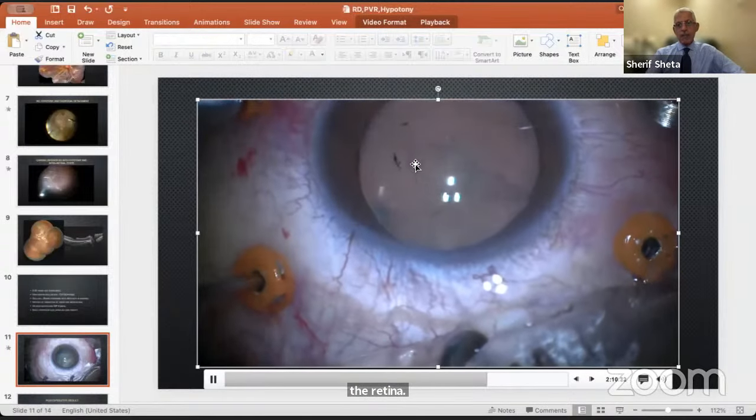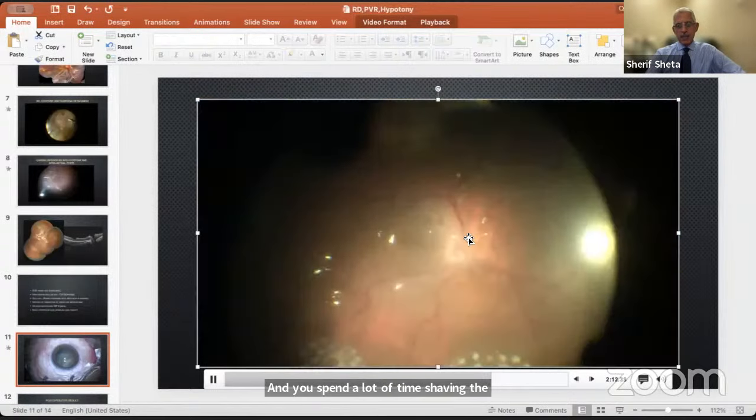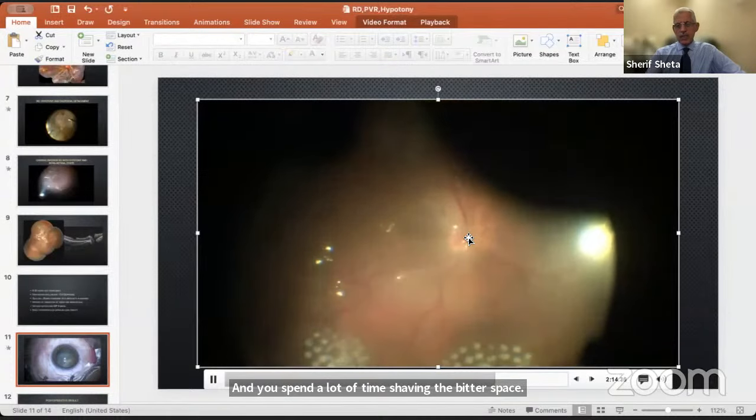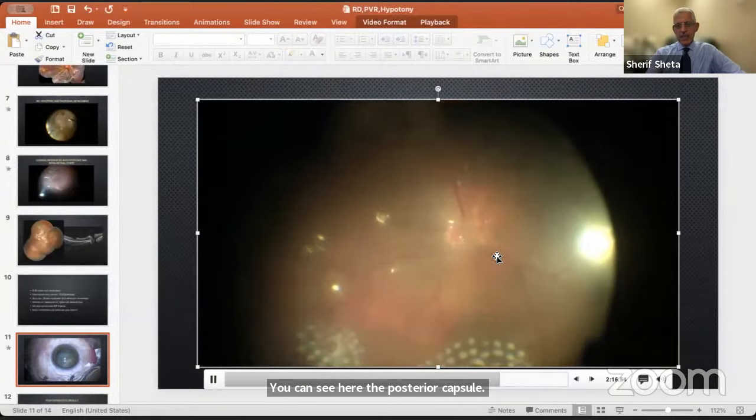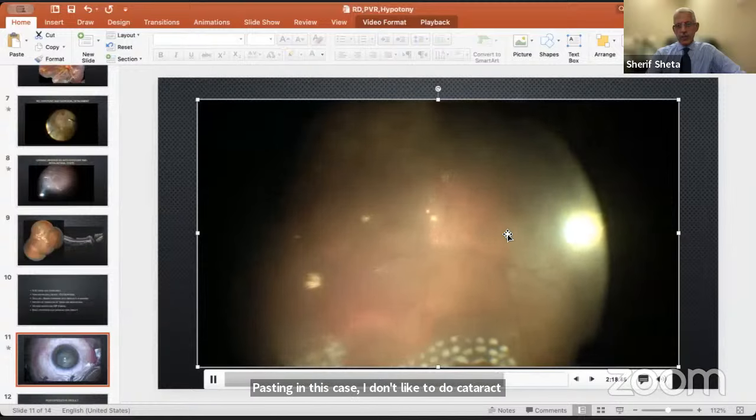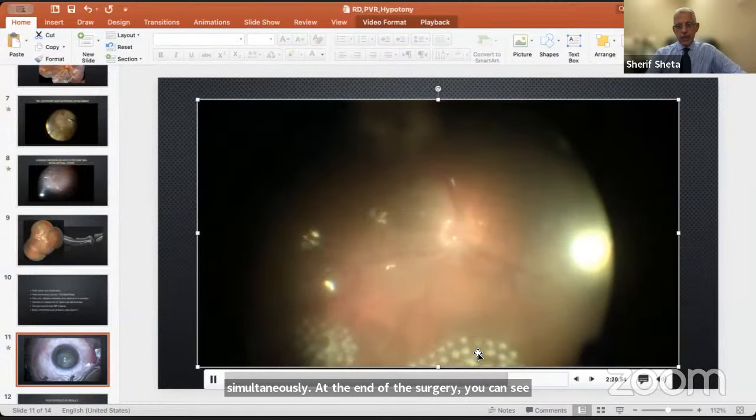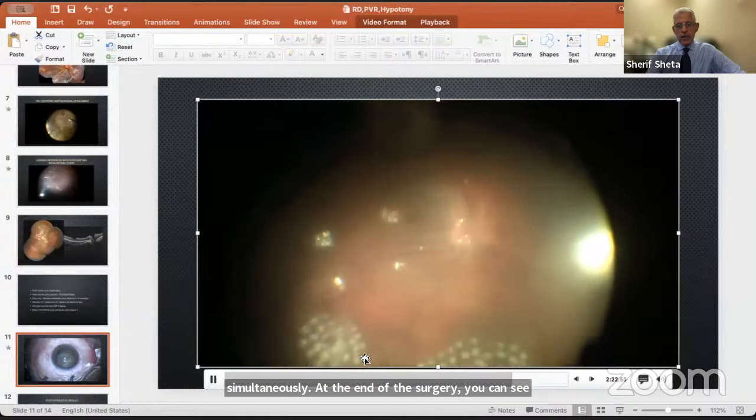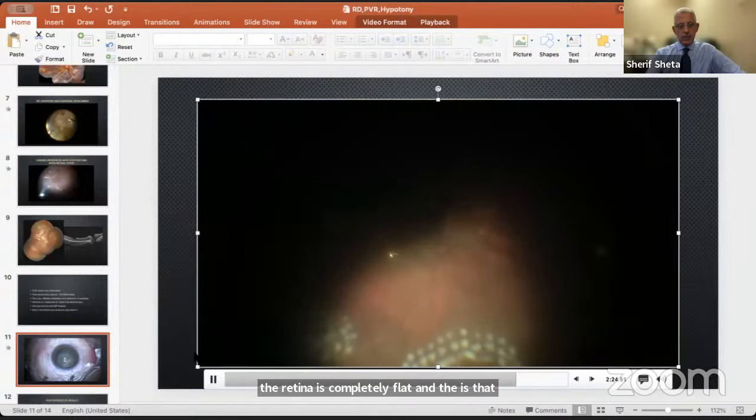You can see here the posterior capsular lens opacity. In these cases, I don't like to do cataract surgery simultaneously. At the end of the surgery, you can see the retina is completely flat, and laser photocoagulation, 2 or 3 rows around the multiple superior retinal breaks.